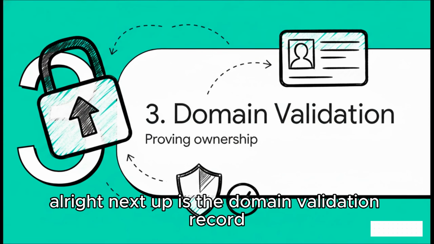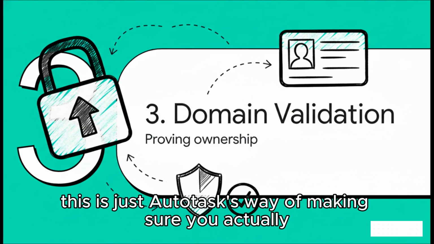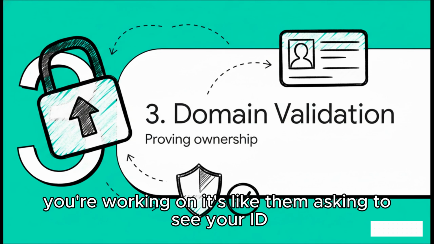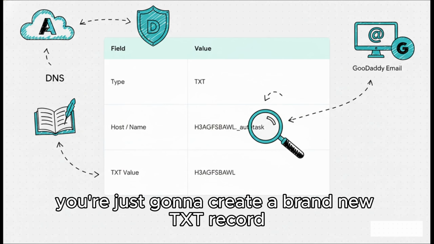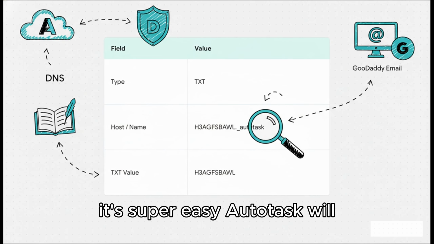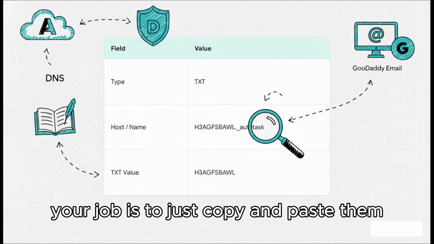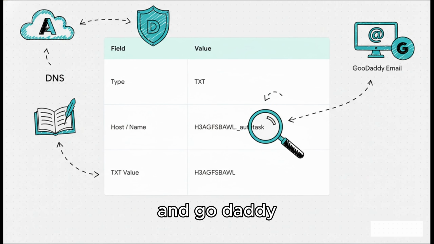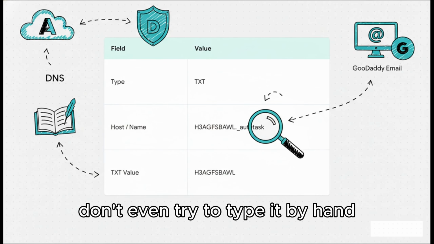All right, next up is the domain validation record. What's the point of this one? Well, this is just Autotask's way of making sure you actually own the domain you're working on. It's like them asking to see your ID before they let you make changes. For this, you're just going to create a brand new TXT record. It's super easy. Autotask will give you a specific host and a specific value. Your job is to just copy and paste them exactly into the right fields in GoDaddy. Seriously, copy-paste is your best friend here. Don't even try to type it by hand.